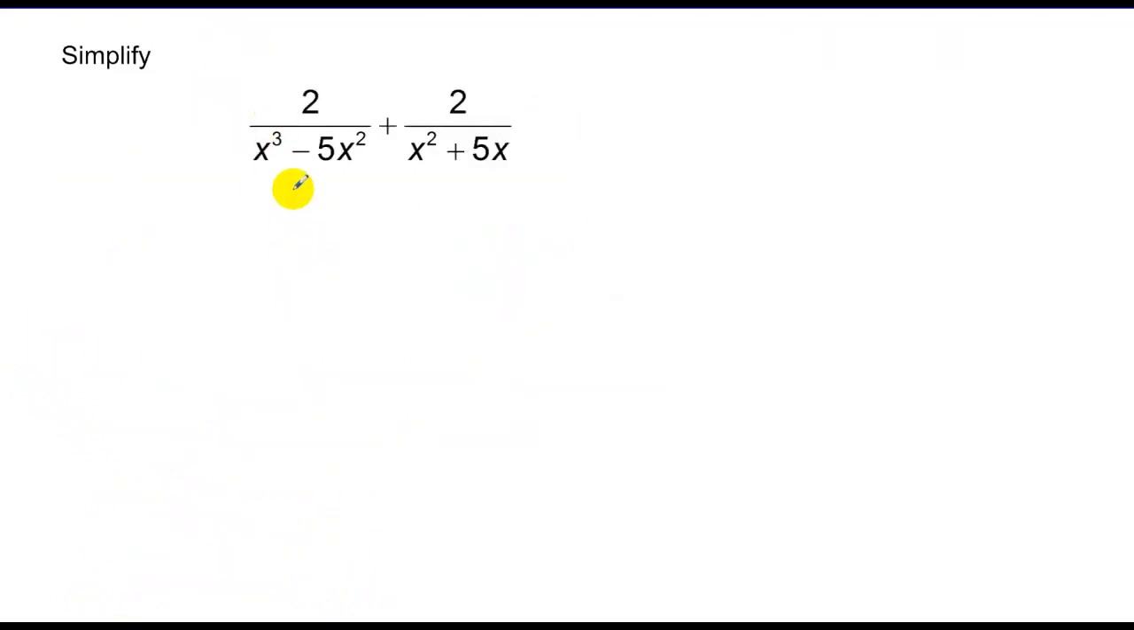Let's continue with some more examples very similar to that. Again, I look to factor. This will have an x squared in common, leaving me with an x minus y, or x minus 5, I'm sorry. And this has an x in common, leaving me with an x plus 5. There's no reduction I can do with the numerator and denominator, so now I need an LCD.